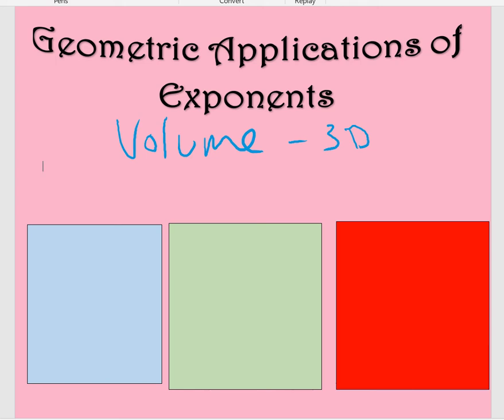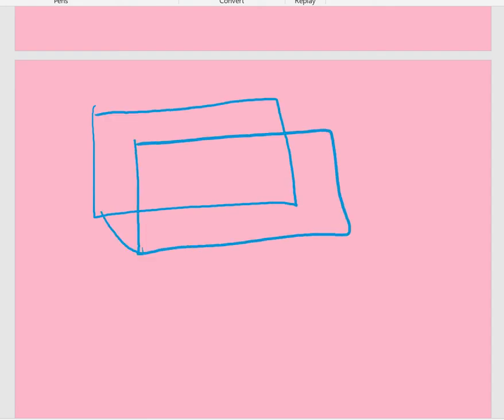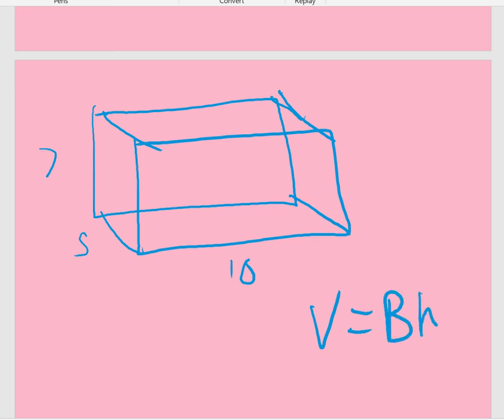Now, what I want y'all to remember first and foremost: when we're talking about volume, let's take a rectangular prism. Let's say I have one of these guys. If we're going to calculate the volume, we know that this is 10, and this is 5, and this is 7. We're not going to say length times width times height. We're going to say the area of the base, and we use a capital B, not a lowercase b. It's just the notation that we use, and then you multiply it times the height.